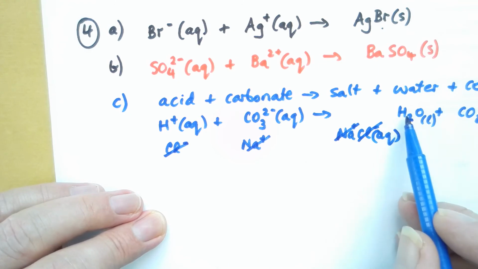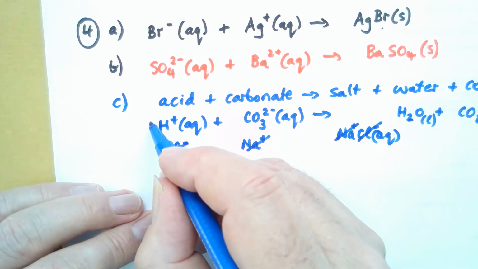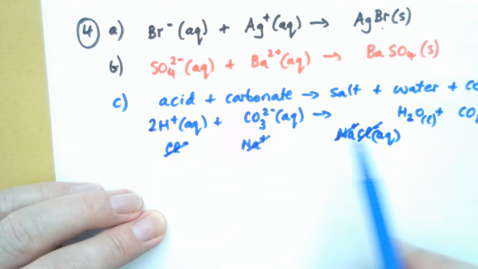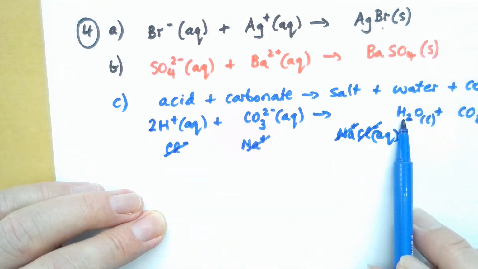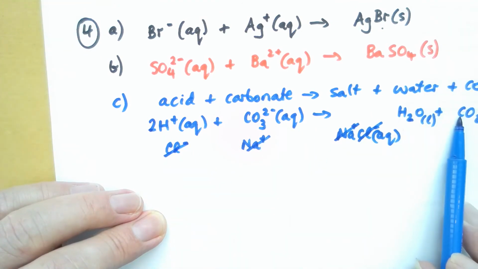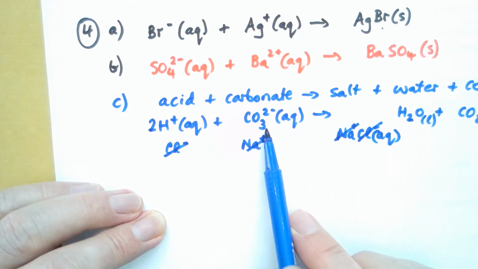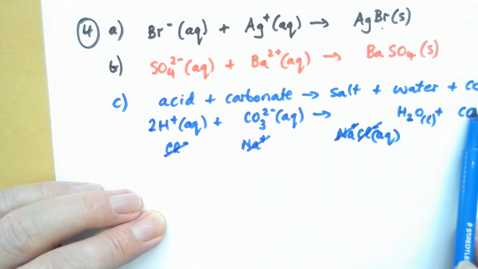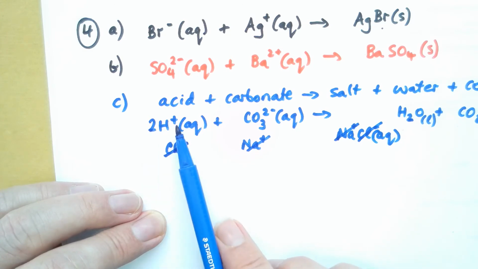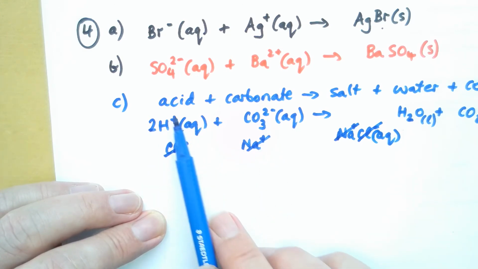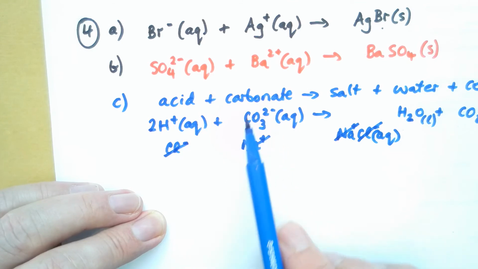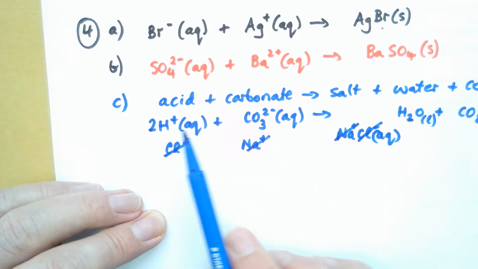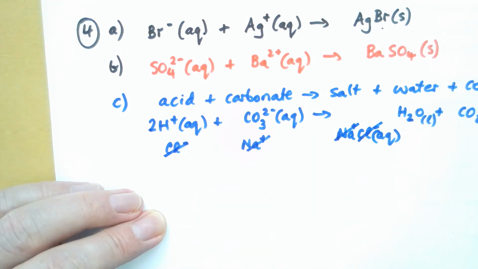We've got 2 hydrogens over here, only one on this side. So put a 2 there. 2 hydrogens, 1 carbon, 3 oxygens, 1, 2, 3 oxygens. We're also electrically balanced on this side, everything is neutral, and over this side we've got 2 plus charges, 2 minus charges, so we're electrically neutral on this side. We've got to balance the number of atoms and the charges as we do these kind of reactions.